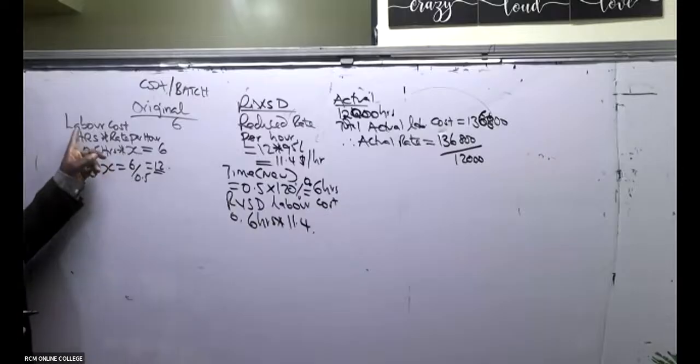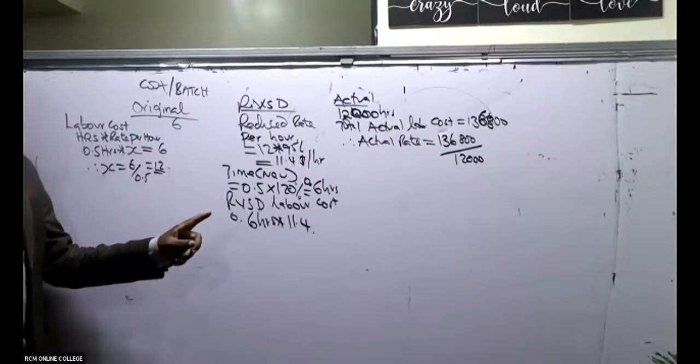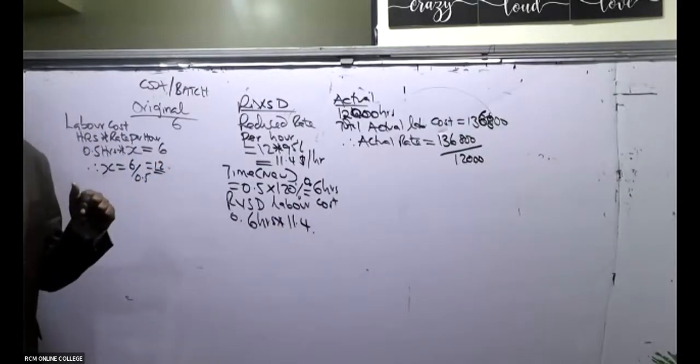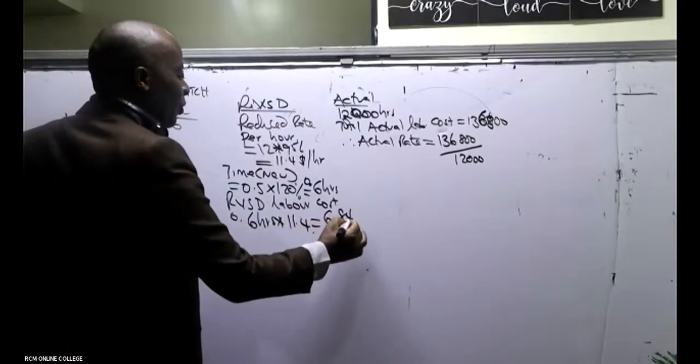So now remember the labor cost here was 6. Now the revised labor cost here will be what, somebody? The revised labor cost will be 6.8. Thank you very much.